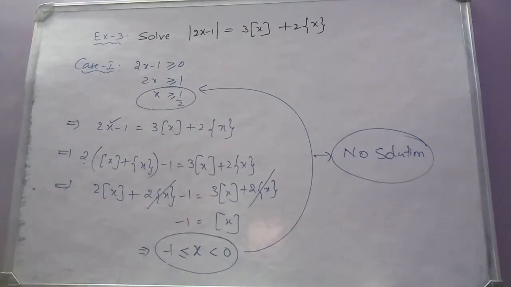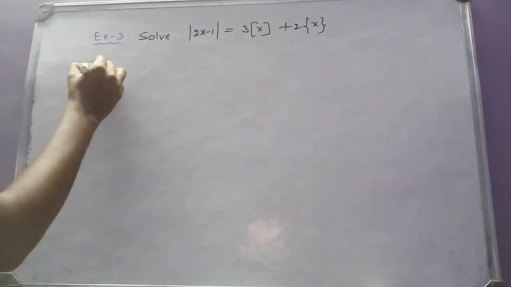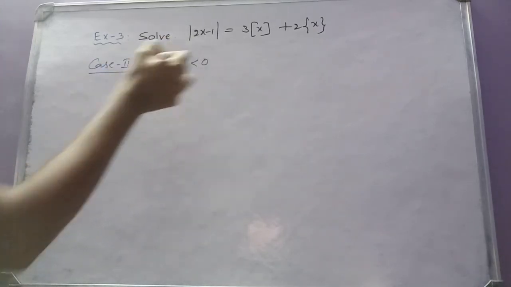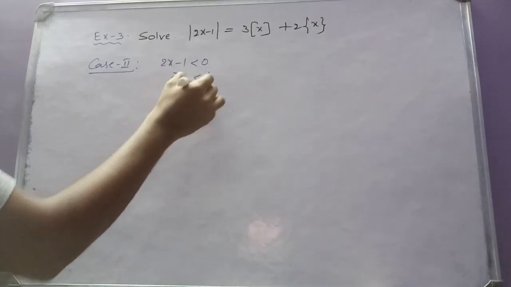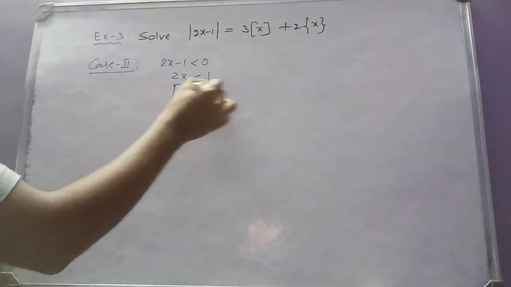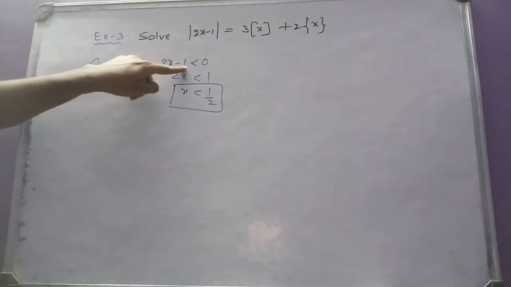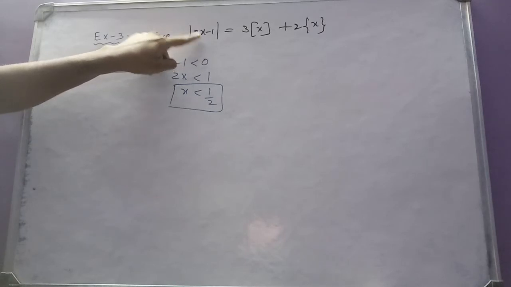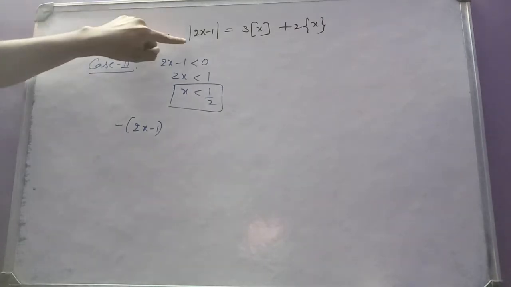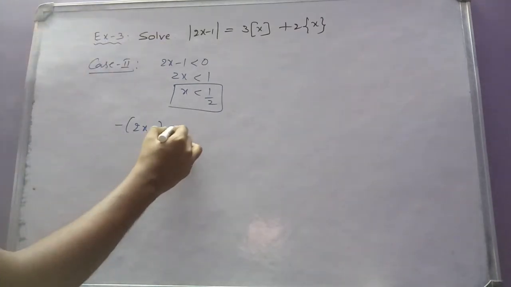So we will go to case 2. Let us see what happens in case 2 when 2x minus 1 is less than 0. So I am erasing this. In case 2 we will take 2x minus 1 less than 0, which means 2x is less than 1 and hence x is less than 1 by 2. Correct? Remember this inequality. Since 2x minus 1 is negative, when I remove modulus, I will get minus of 2x minus 1, correct? That is the property of absolute value functions.